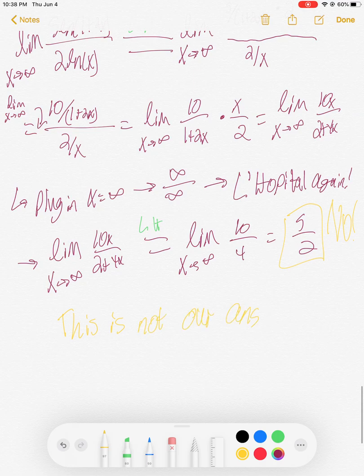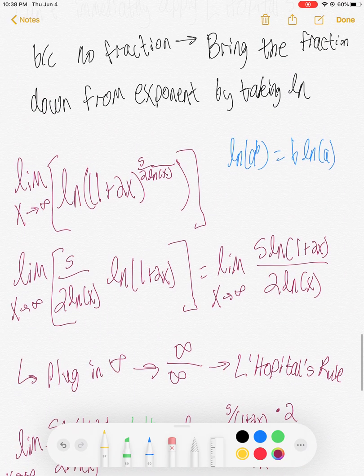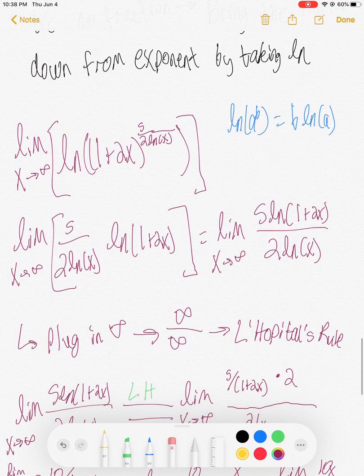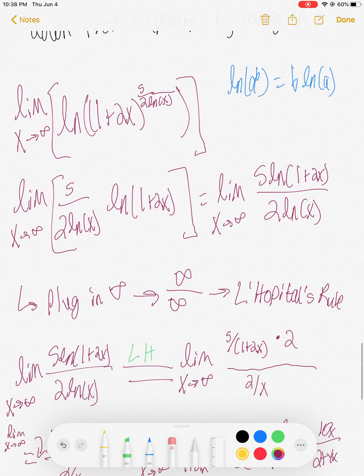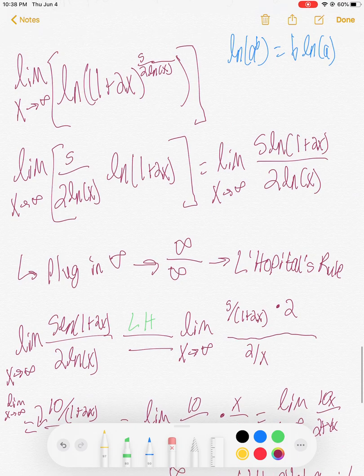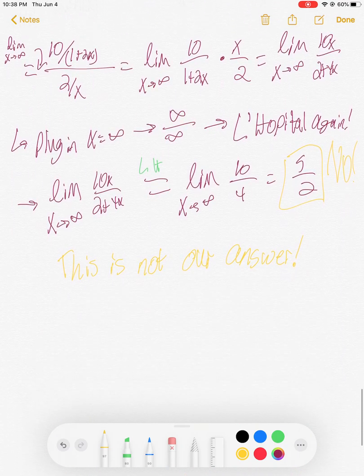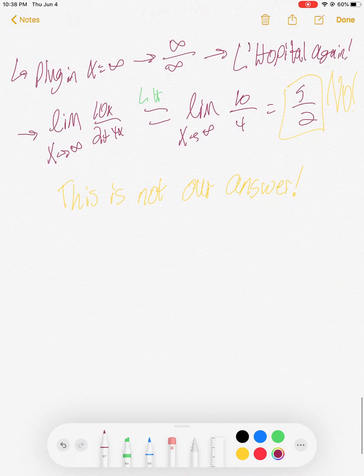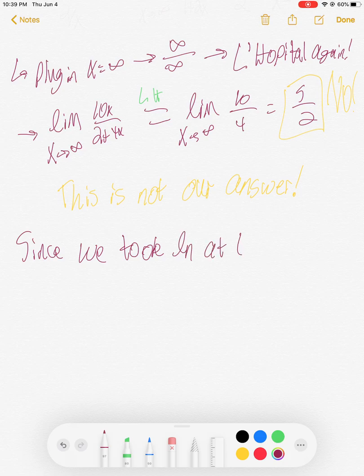No! I don't want to totally cross out the 5/2 because it is important. No! This is not our answer, because remember what we did all the way at the beginning. We started by taking the natural log.